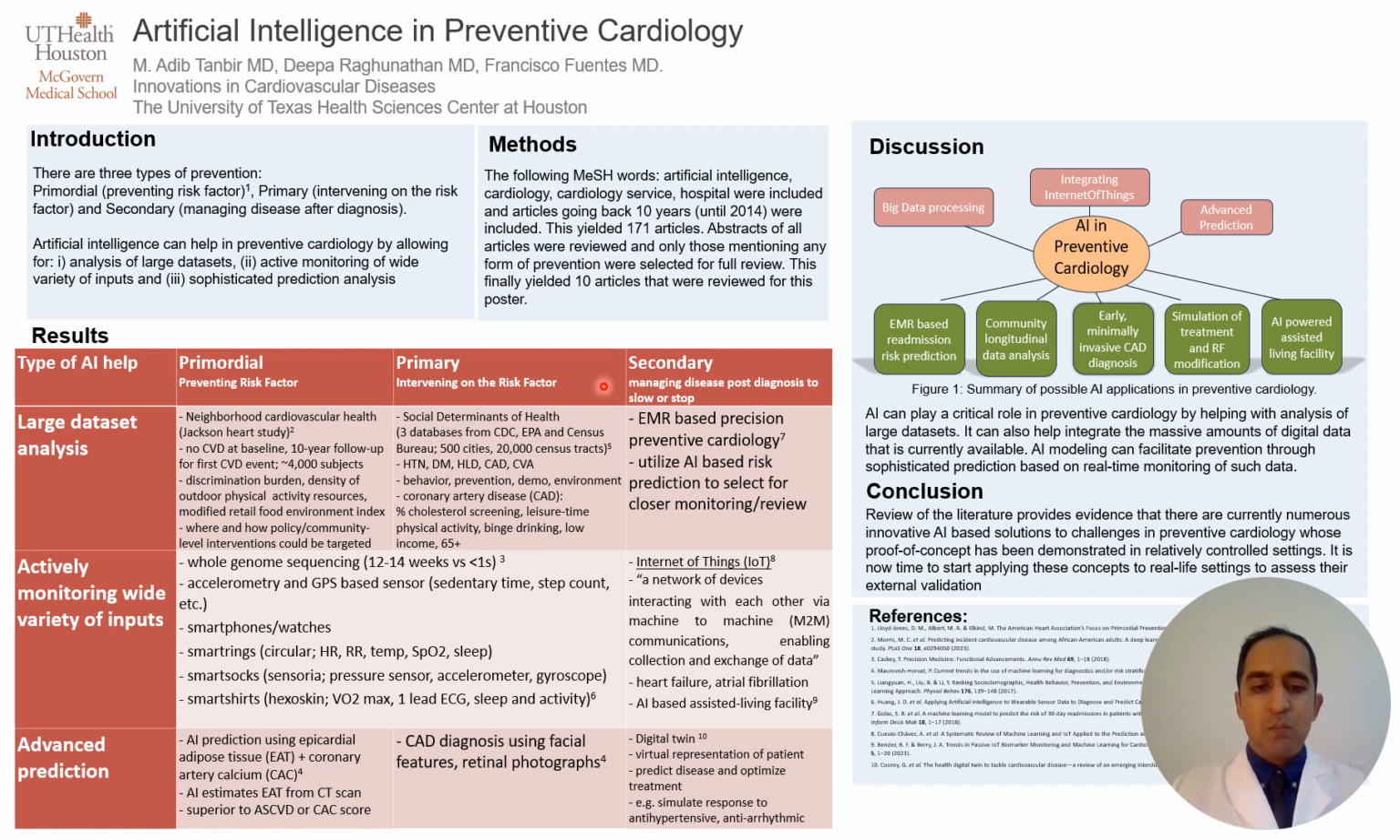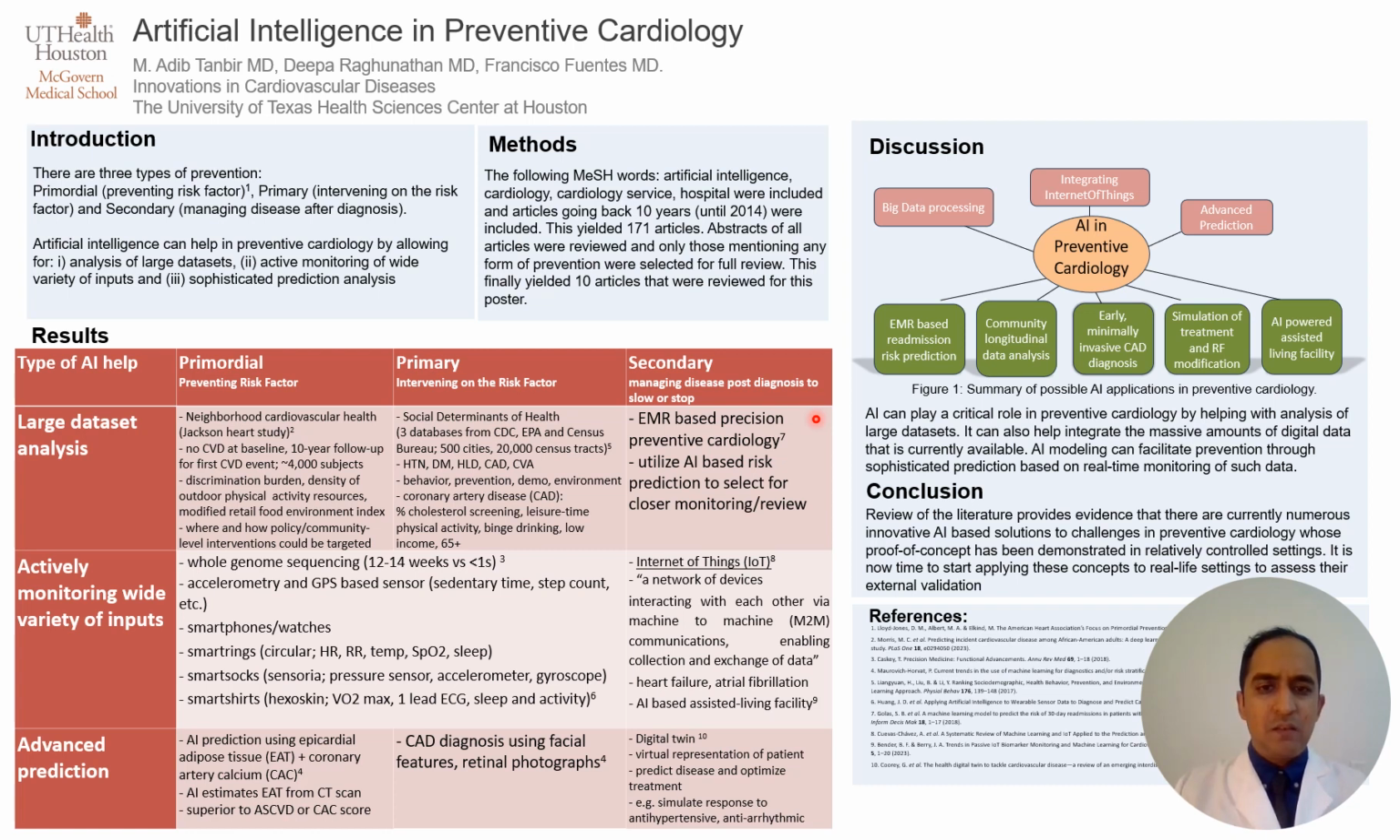Similar to the previous example, these results can again be used to guide how policy and community level interventions are targeted. Now moving on to our secondary prevention, we'll switch our data set to the electronic medical record and apply AI-based analysis to improve predictions for risk of readmission. This will result in EMR-based precision preventive cardiology, where we can use artificial intelligence-based risk prediction to select patients who may benefit from closer monitoring or review.